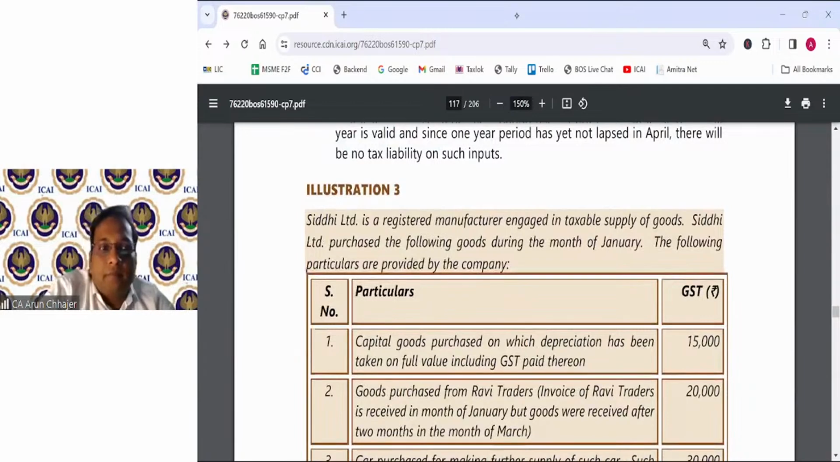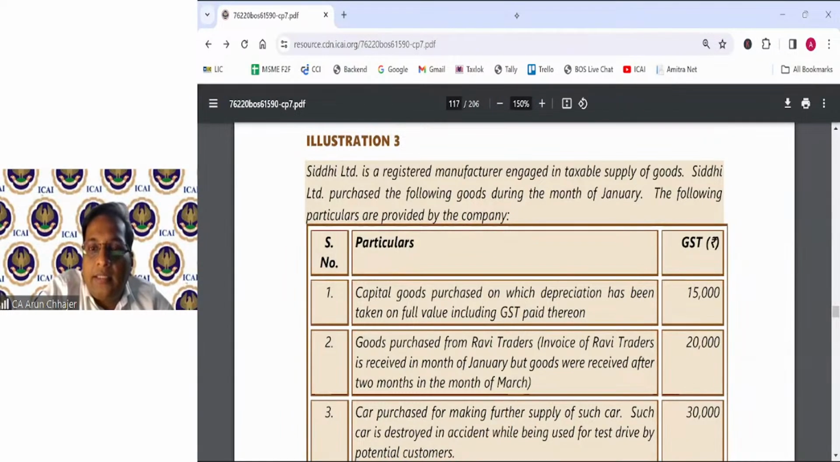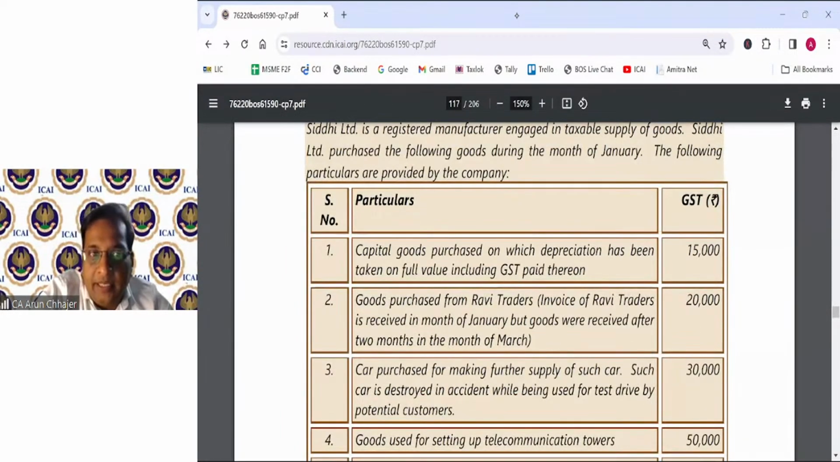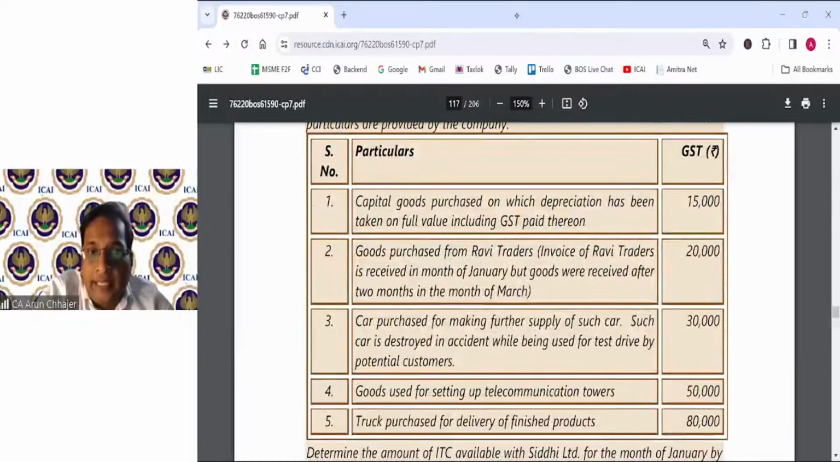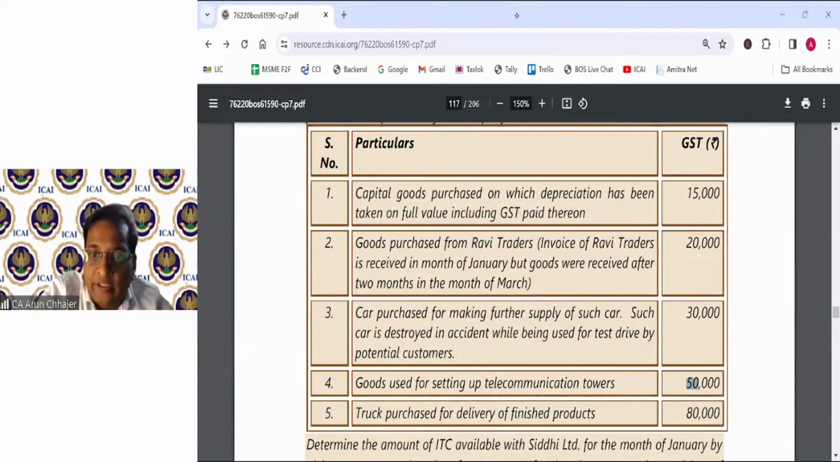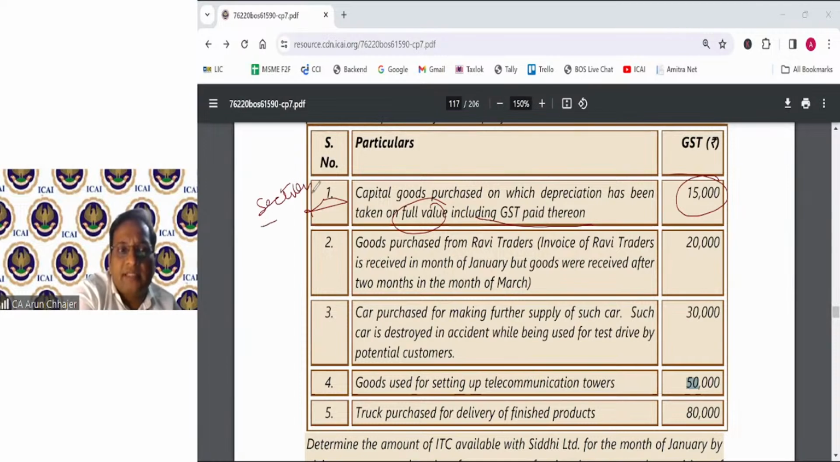Example number 3. Siddhi Limited is a registered manufacturer engaged in the taxable supply of goods. Siddhi Limited purchased the following goods during the month of January. Following particulars are provided by the company. Okay. Which month are we talking about? January. Capital goods purchased on which depreciation has been taken on full value, on full value including GST. Can we take the ITC? Please tell the section number, if possible.